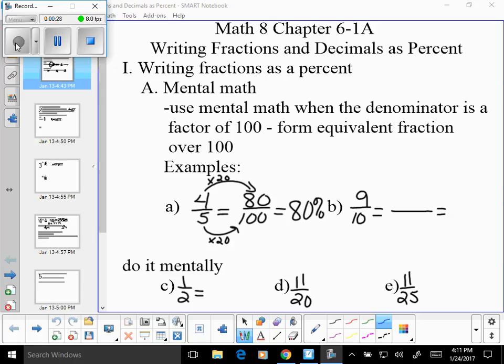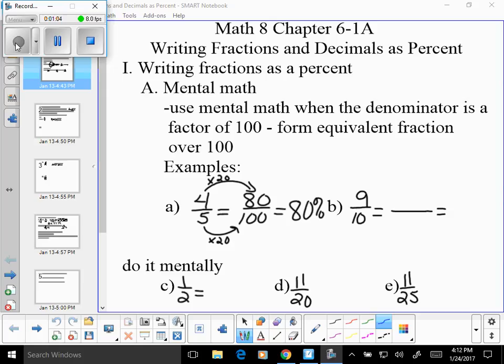One of the ways to do that is to use mental math. We can use mental math when the denominator is a factor of 100, such as a 5 or a 20 or a 10, a 50, a 25. What we do is we form the equivalent fraction over 100. Let's look at example A, 4 over 5. If I multiply both the denominator and the numerator by 20, I will form an equivalent fraction over 100. 80 over 100, which equals 80%.